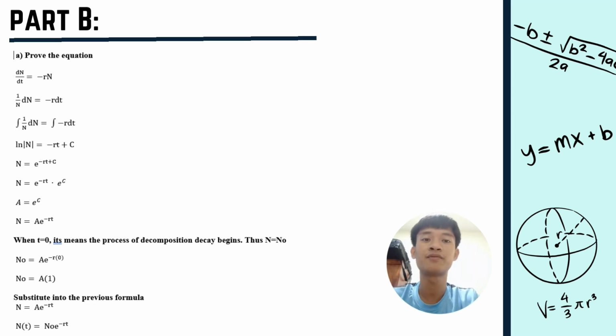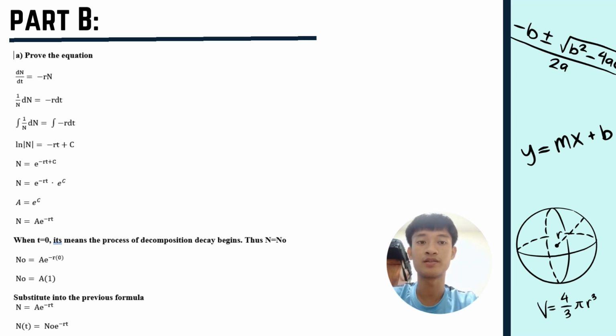Same as part A, question A, we have two unknowns, which are r and c. Same thing, A equals e to the power of c, and then we sub into the formula, we will get N equals A multiplied by e to the power of negative rt. And we are going to do the same thing because we have two unknowns right here. So we'll sub 0 into t, and then we can calculate the value of A.